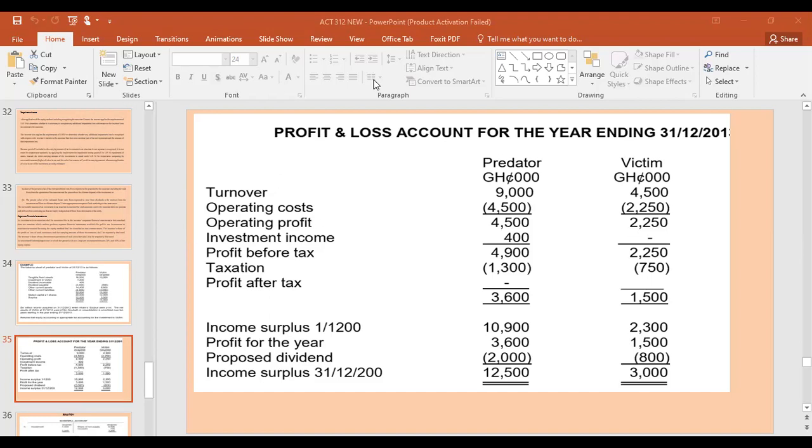Then you subtract it from your profit before tax. And then the answer you get now is what you call the profit after tax.